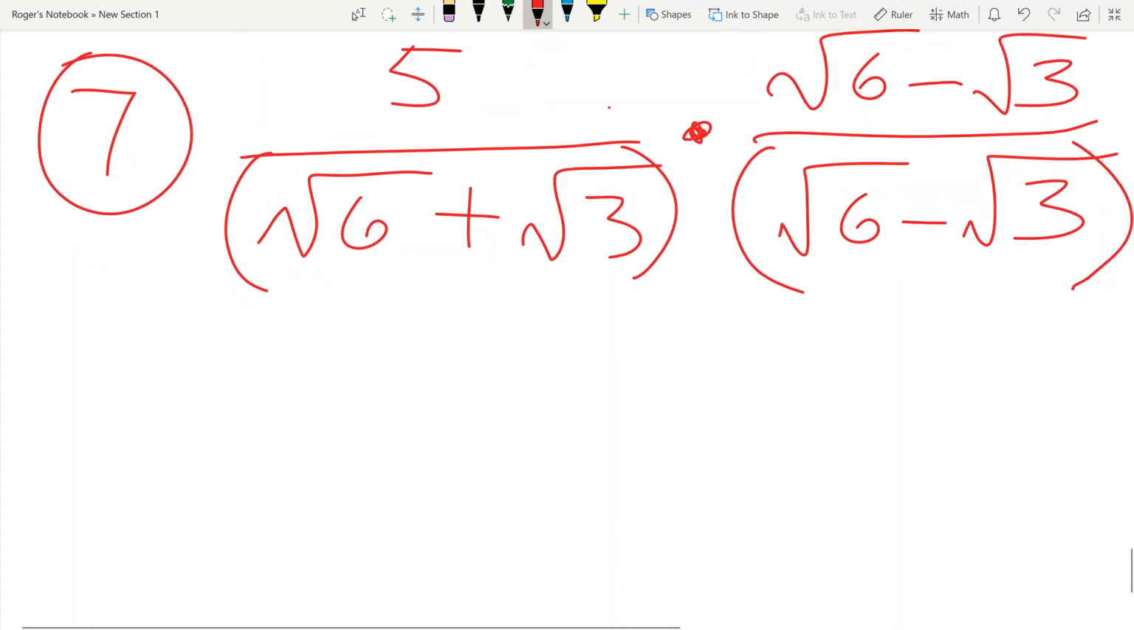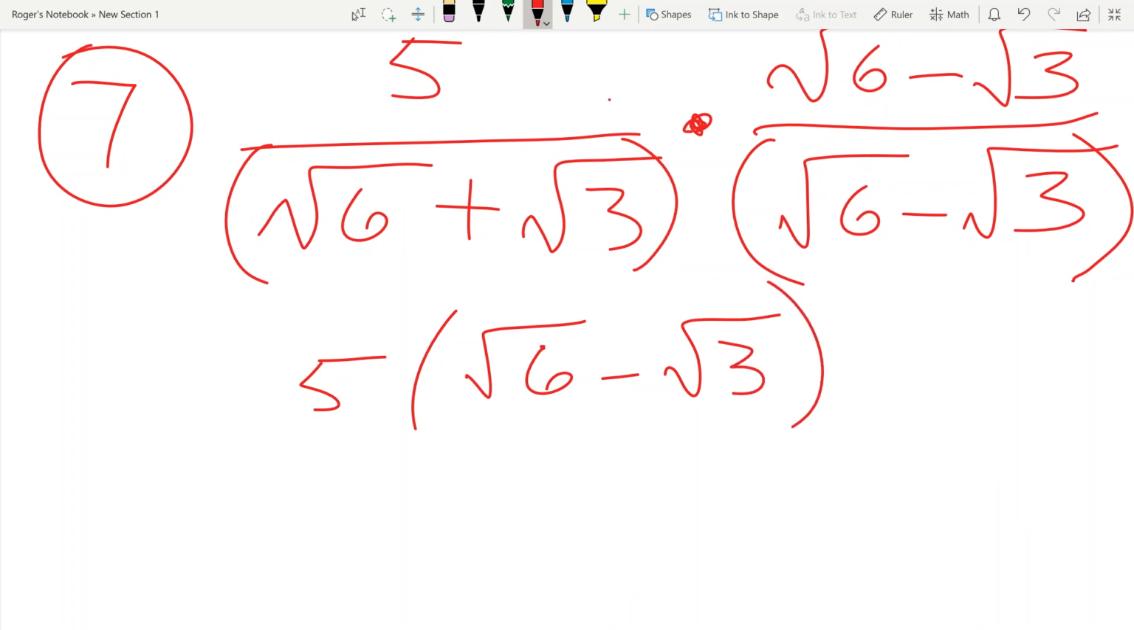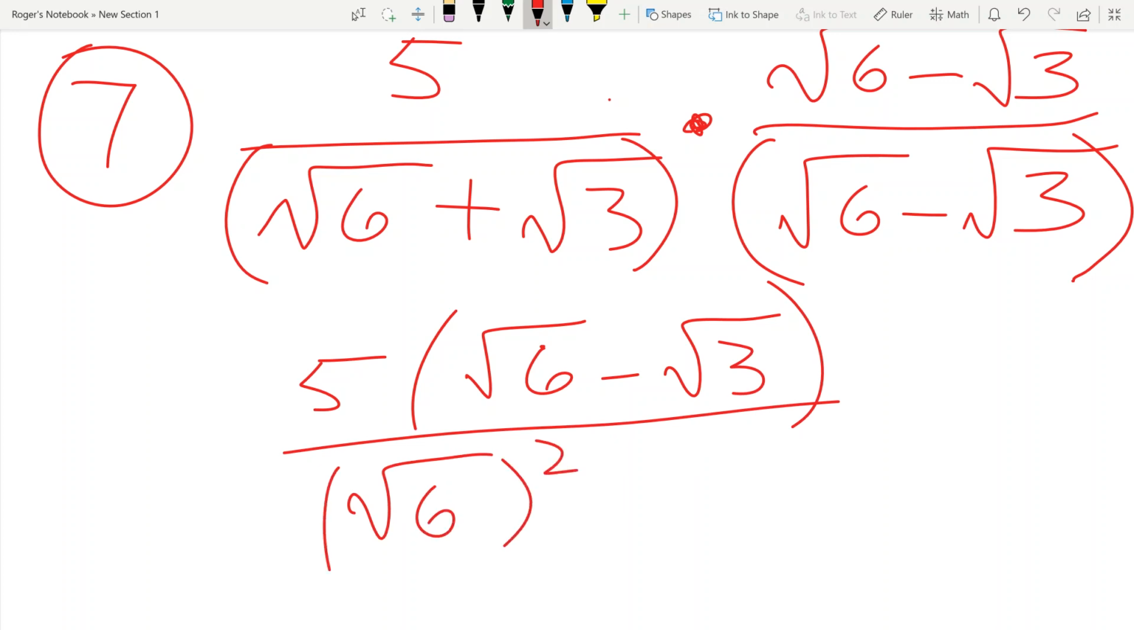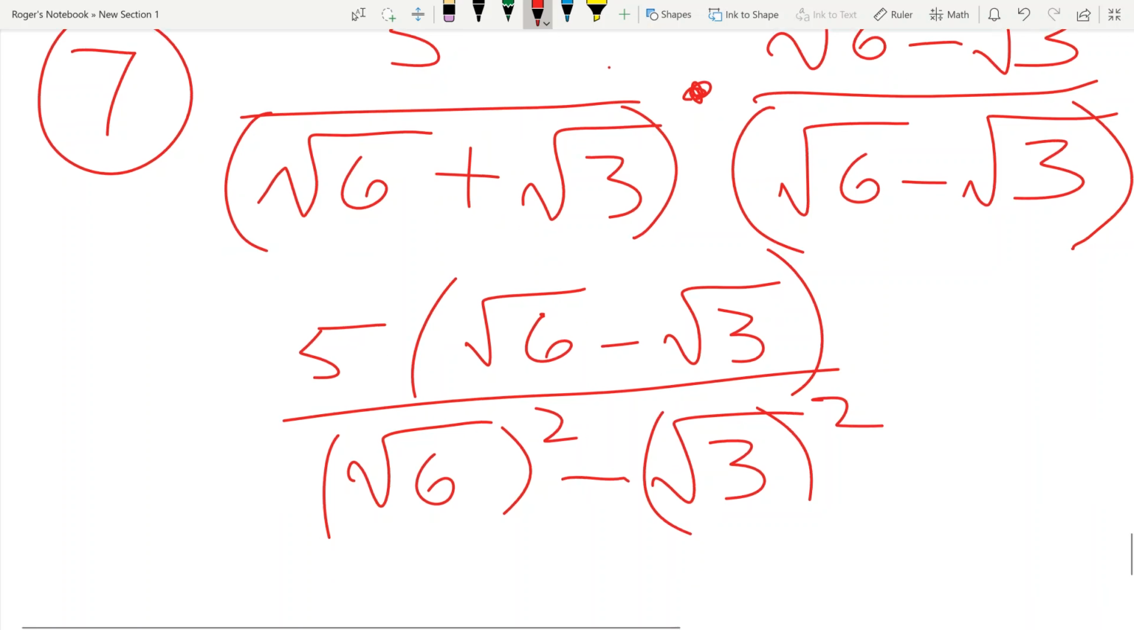In the numerator, it's pretty straightforward. 5 times the square root of 6 minus the square root of 3. However, in the denominator, it's going to be a squared minus b squared. What's a squared? The square root of 6 squared. Minus the square root of 3 squared, excuse me. Okay. So square root of 6 squared minus square root of 3 squared.